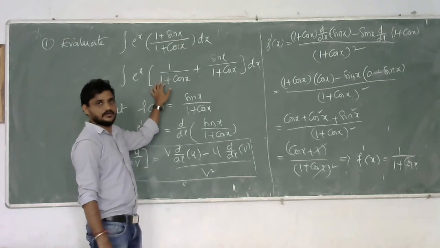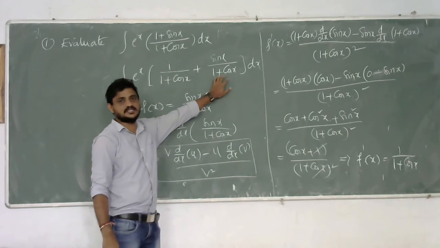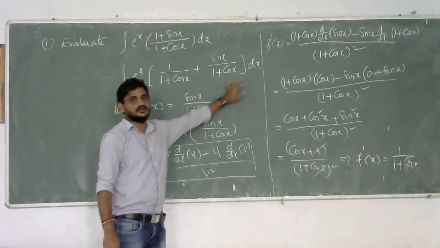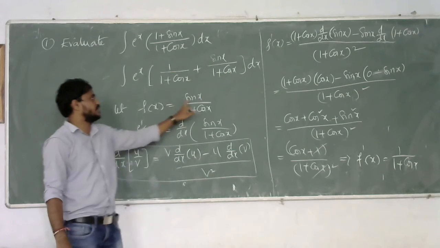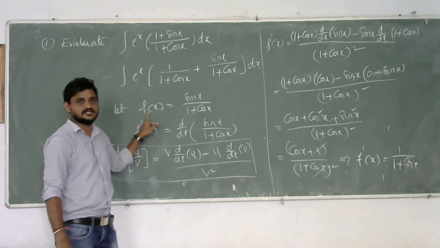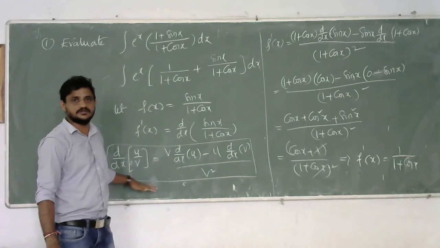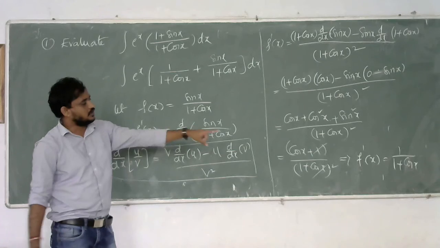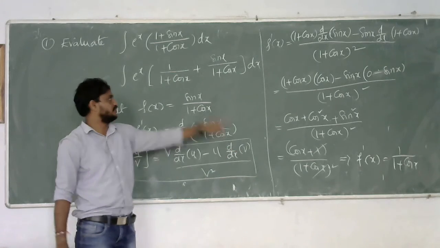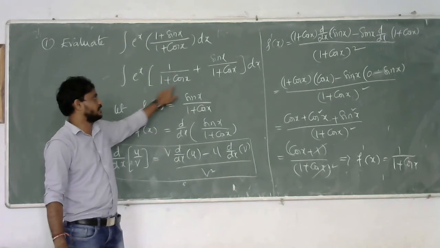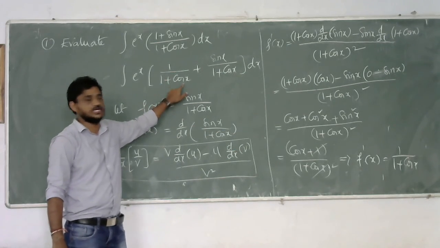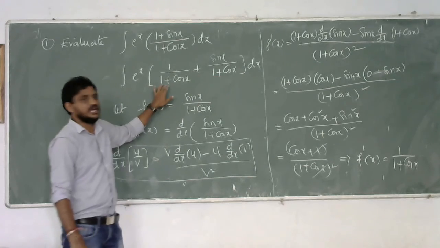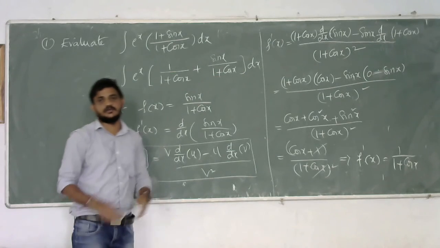We are considering sin x by 1 plus cos x as f of x. Then we have differentiated by using the u by v formula. We got 1 by 1 plus cos x as f dash of x. So this is f of x and it is f dash of x. So let us use that formula.